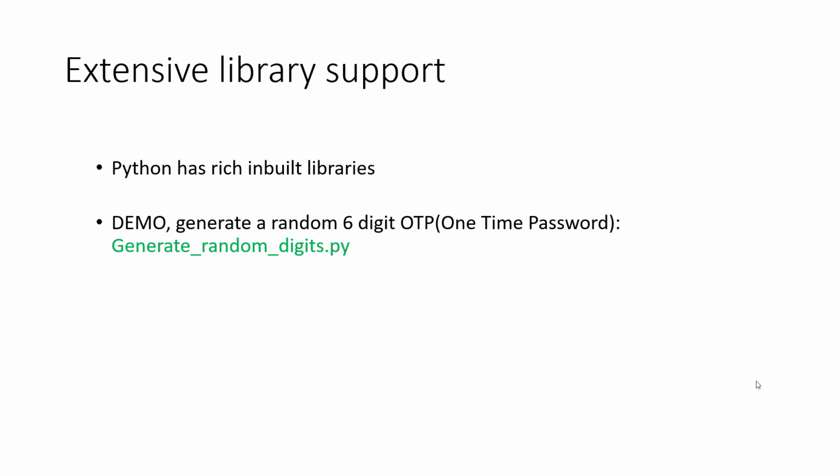Python is popular because of its extensive library support. So that is, Python has rich inbuilt libraries. For example, let's take a demo of how to generate a random 6-digit OTP, one-time password.